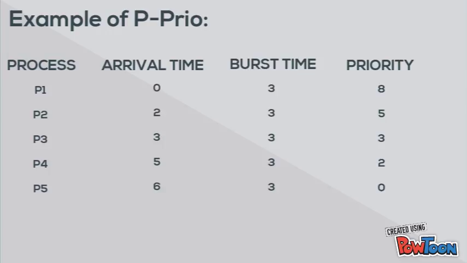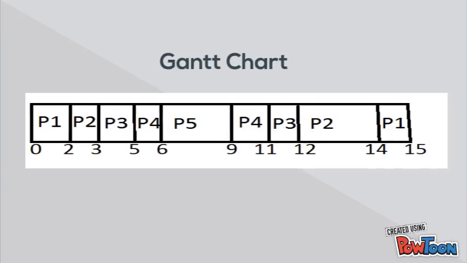In this example we have processes P1 up to P5. Each has arrival time of 0, 2, 3, 5, 6, all with the same burst time which is 3. And priority level of 8, 5, 3, 2, 0. Here's the Gantt chart of pre-prio.